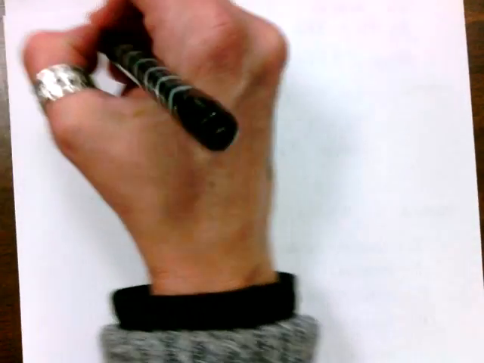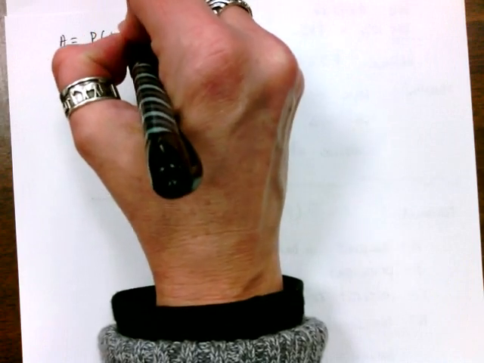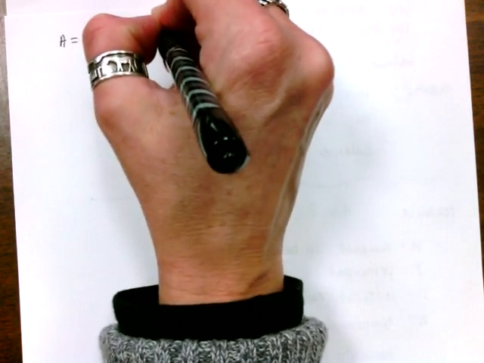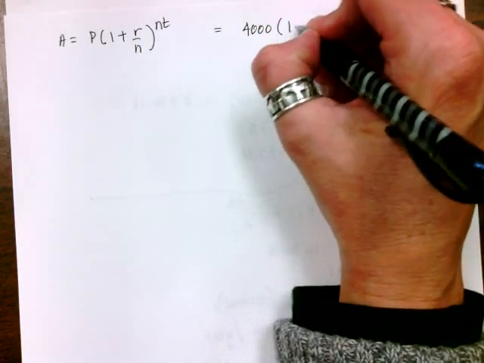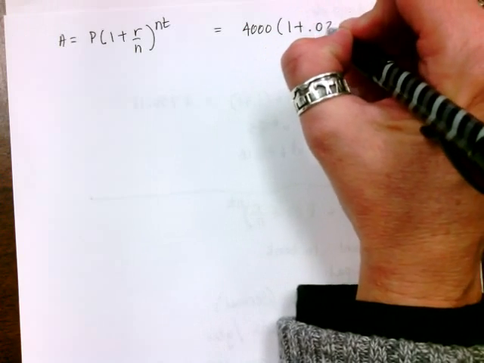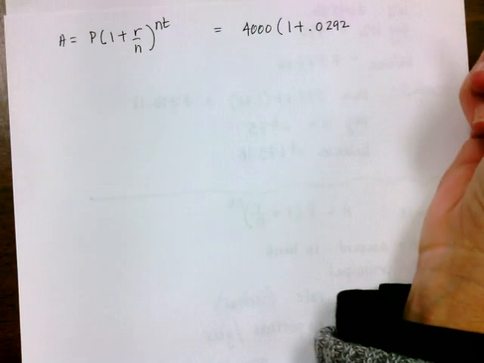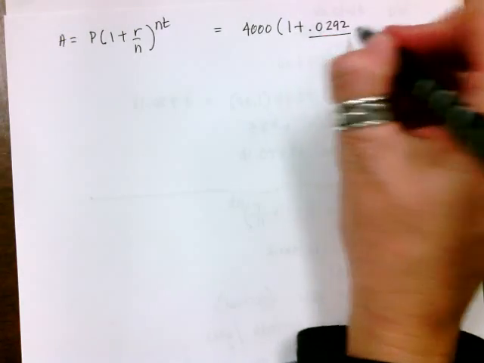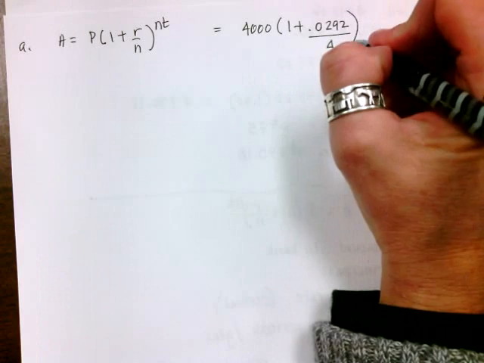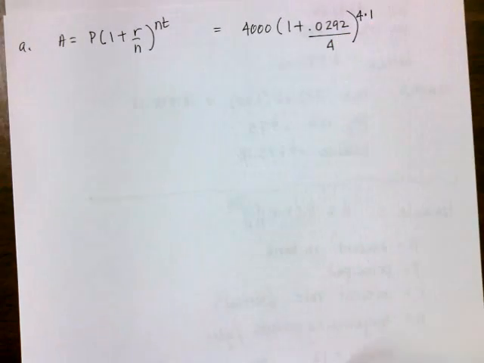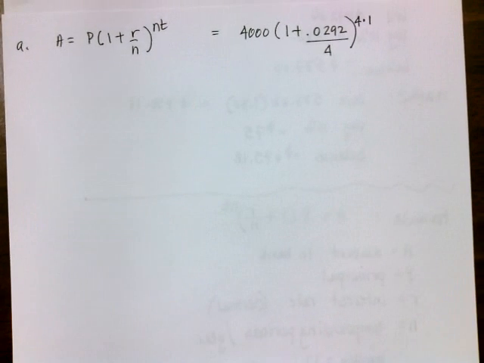Let me write all of our given information down. My formula is A is equal to P times 1 plus r divided by n, raised to the nt. My principal was $4,000. My interest rate is 0.0292. I'm going to compound the first one quarterly, so n is 4, and I want to do it for 4 times 1, because I'm going to do it for 1 year.